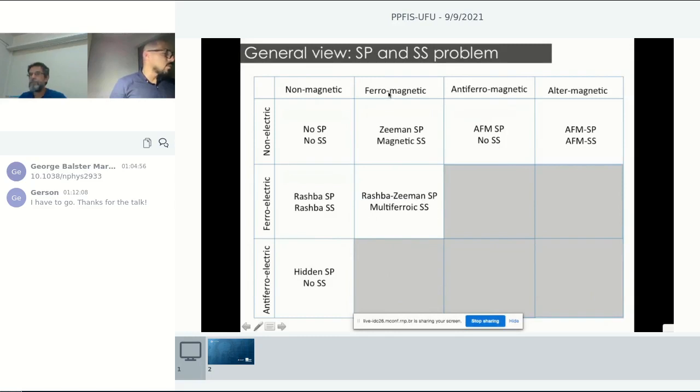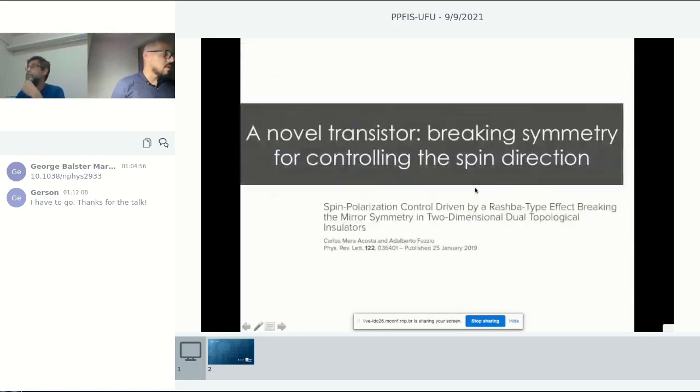But essentially, there is only one square here in which we have the intersection between ferromagnetism and ferroelectricity, and this is what we call, for instance, the Rashba-Zeeman effect in multiferroic compounds. But there is no discussion about these gray squares, and this is what we are now investing time in. I know that some of you know this kind of behavior very well, and I would like to discuss it with you later.